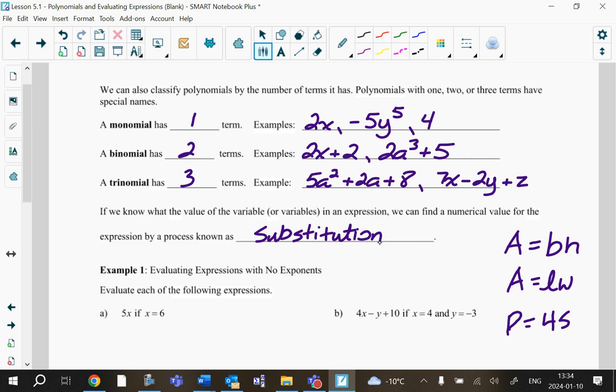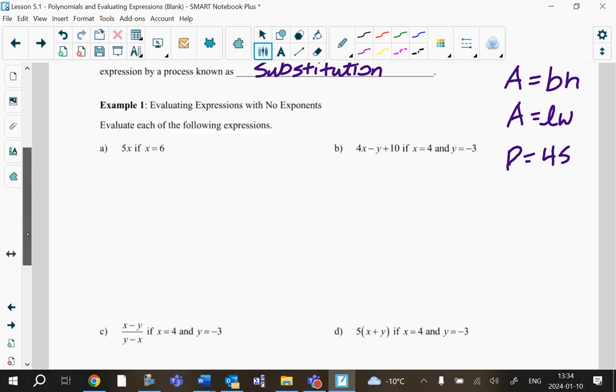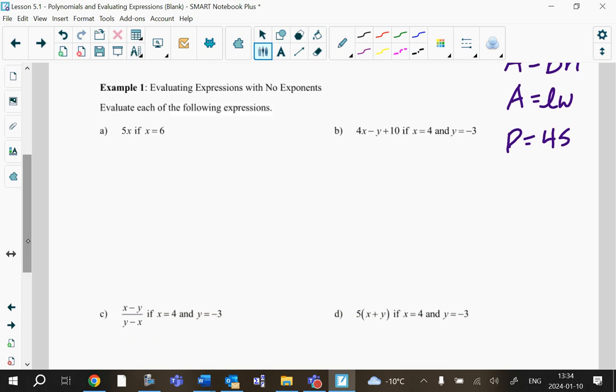Okay. So these things can be pretty easy, or they can get pretty complicated. So here, what is the value of 5x if I tell you that x is 6? Yeah, you do 5 times 6 and you get 30. So what do we do? We substitute, instead of x, we replace it with 6 in parentheses. Why? Because that shows multiplication. And 5 times 6 is 30. That's it.